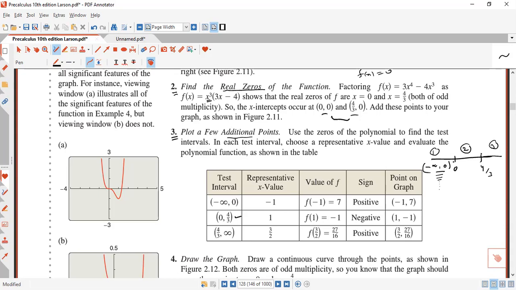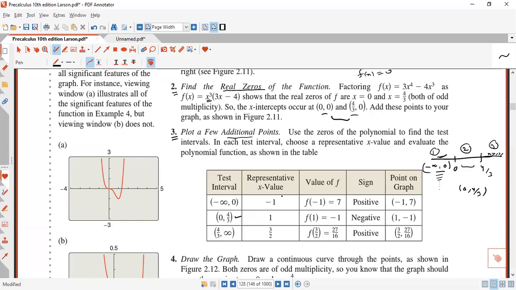And why? Because the graph will change behavior at these x-intercepts, but in the whole interval the behavior will be the same. Clear? In the same way, here we have infinite points. Again, you have to plot some points in between 0 and 4 or 3. So mathematically we have to write 0 or 4 or 3. Clear? In the same way, x beyond 4 or 3.